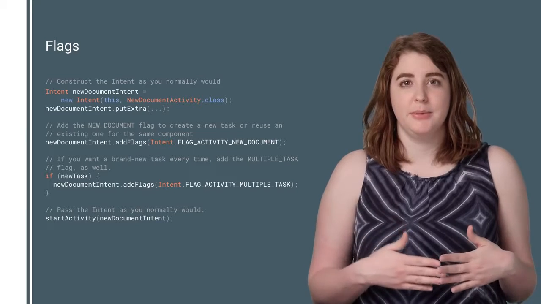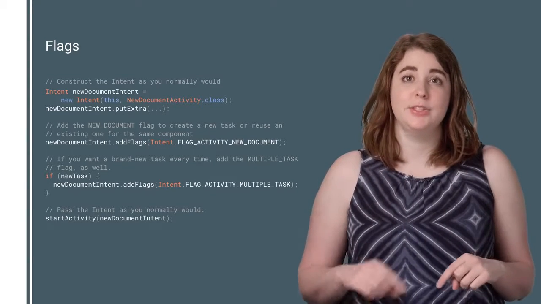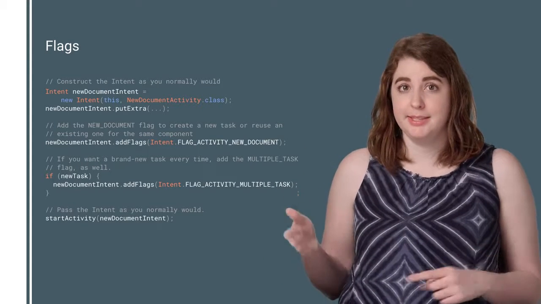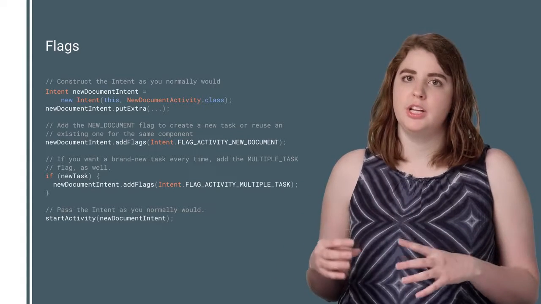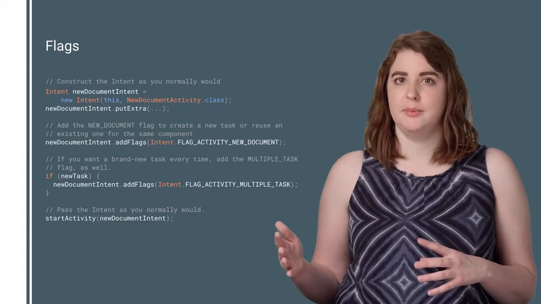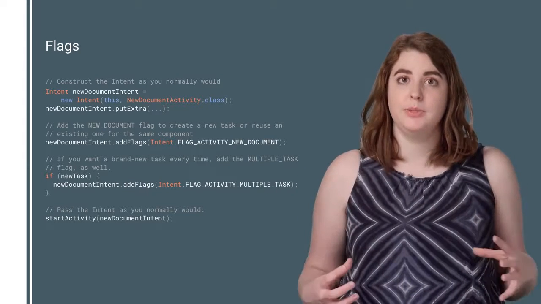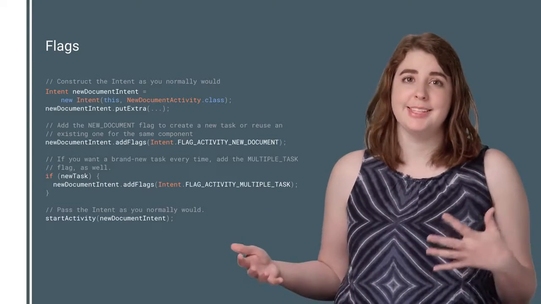FLAG_ACTIVITY_NEW_DOCUMENT is fairly straightforward. It tells the system to treat this next task as its own window in the overview screen. If there is an existing task with the same base component name and data URI, the system will use it. This means that your new document could be replacing an existing document. However, you can override this default behavior. If you always want the system to create a brand new task, you can add the flag FLAG_ACTIVITY_MULTIPLE_TASK.